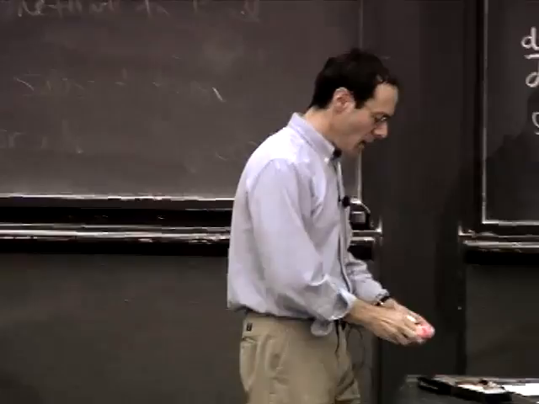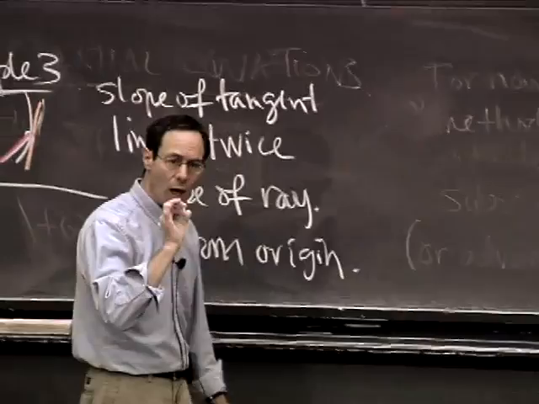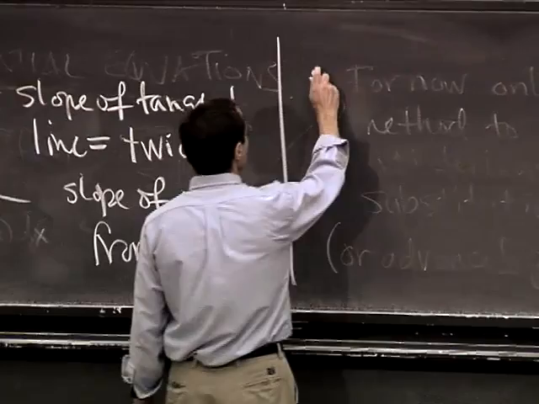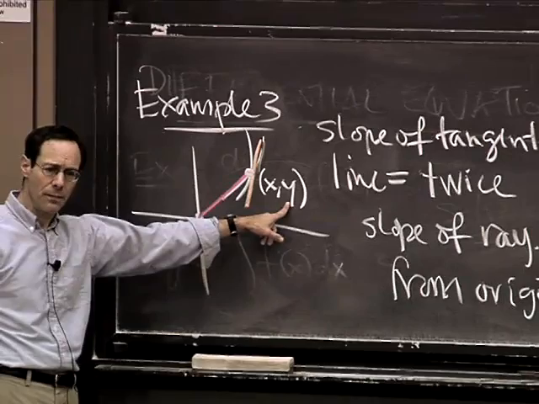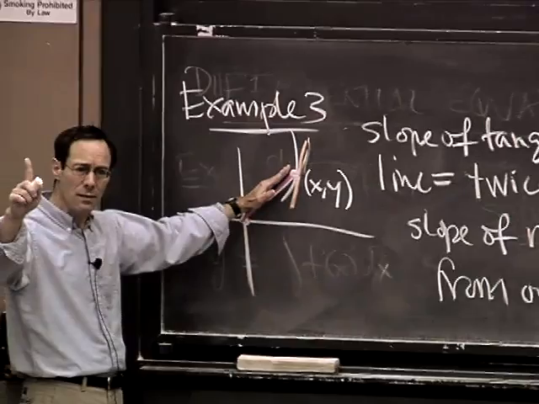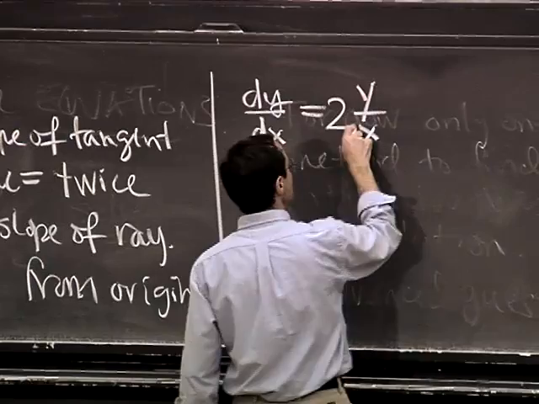Now, these kinds of geometric problems can be written very succinctly with differential equations. Namely, dy/dx, that's the slope of the tangent line, is equal to, well, remember what the slope of this ray is. If this point is (x, y), which is a point on the curve, the slope of this pink line is y over x. So if it's twice that, there's the equation.